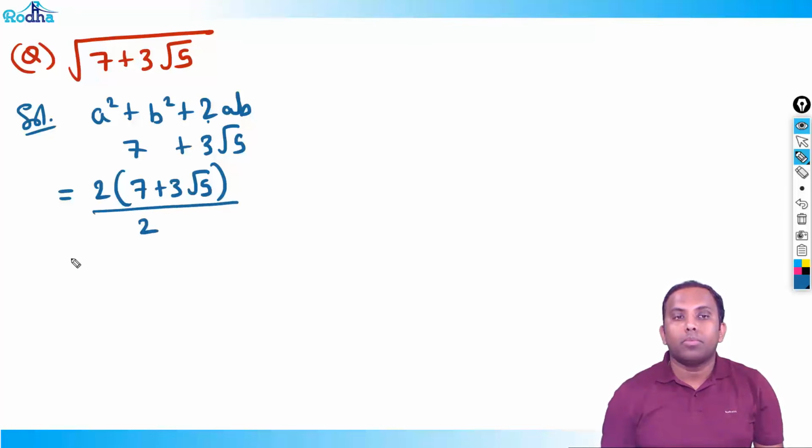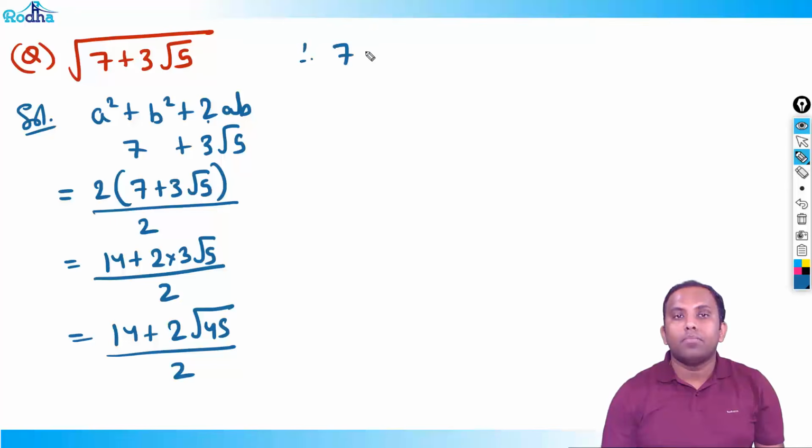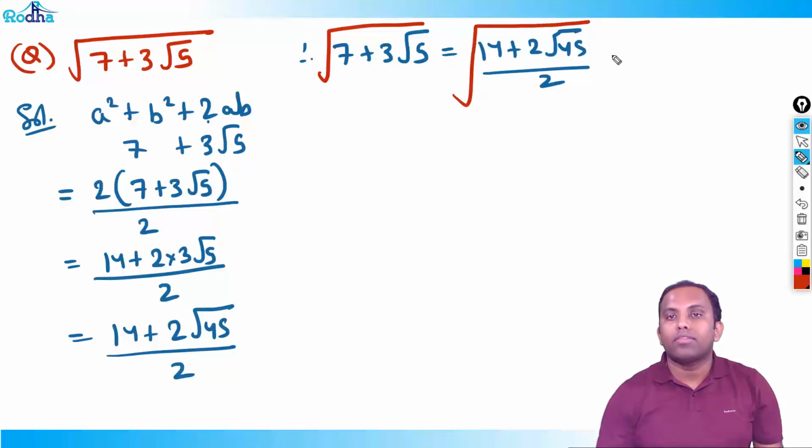Divided by 2. So it becomes 14 plus 2 into 3 root 5 divided by 2. This 3 will now go inside. It becomes 9. It becomes 14 plus 2 root 45 by 2. So what I've done is I've written 7 plus 3 root 5 in the form of (14 plus 2 root 45) by 2. Now I need the square root of this whole. So the answer should be root over 14 plus 2 root 45, by root 2.